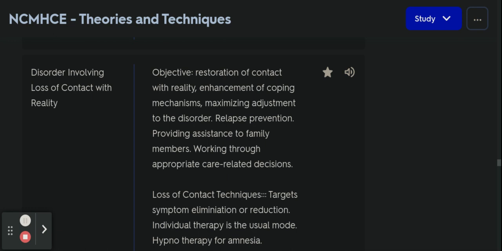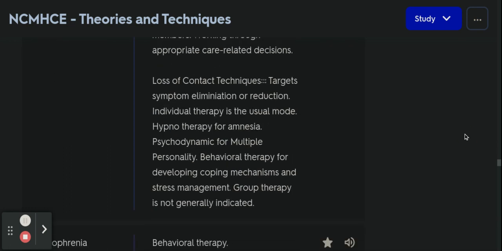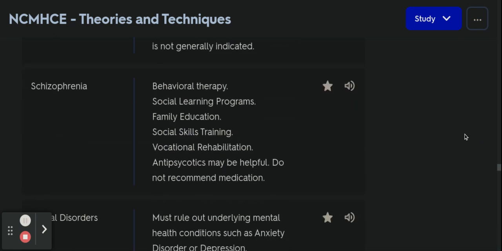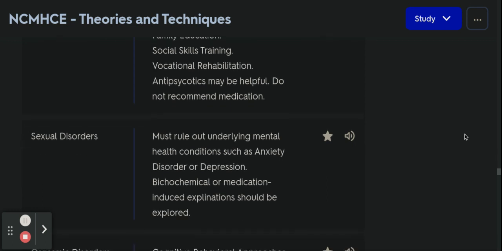Loss of contact techniques: target symptom elimination or reduction. Individual therapy is the usual mode. Hypnotherapy for amnesia. Psychodynamics for multiple personalities. Behavioral therapy for developing coping mechanisms and stress management. Group therapy is not generally indicated. Schizophrenia: behavioral therapy, social learning programs, family education, social skills training, vocational rehabilitation. Antipsychotics may be helpful; do not recommend medication.